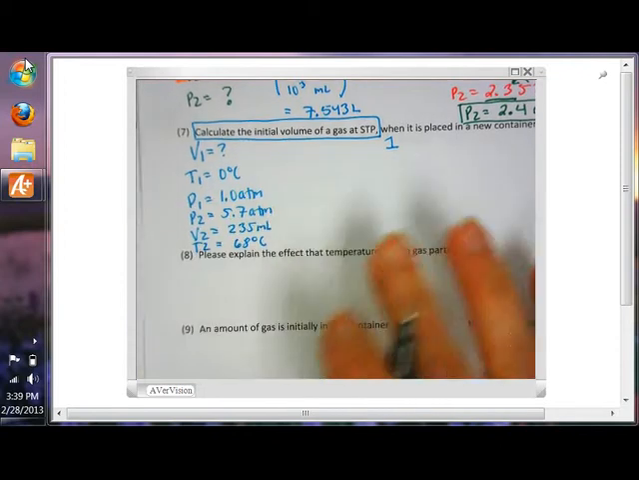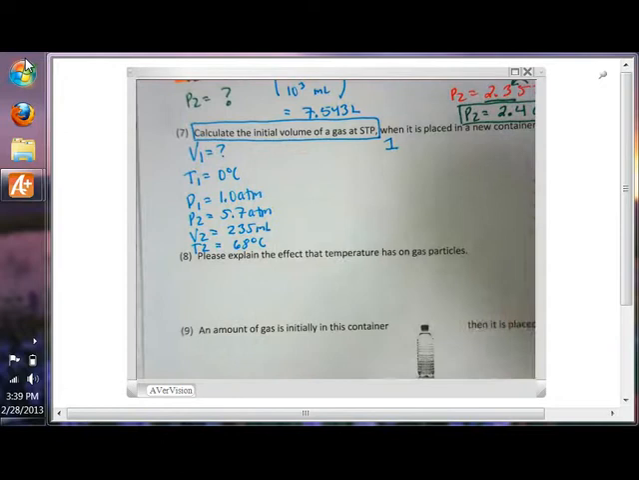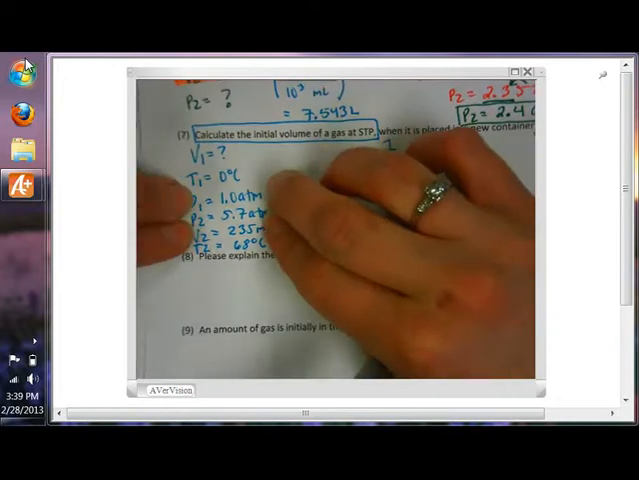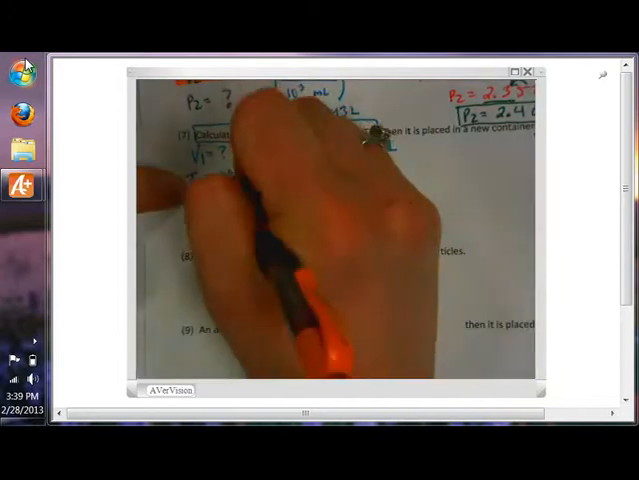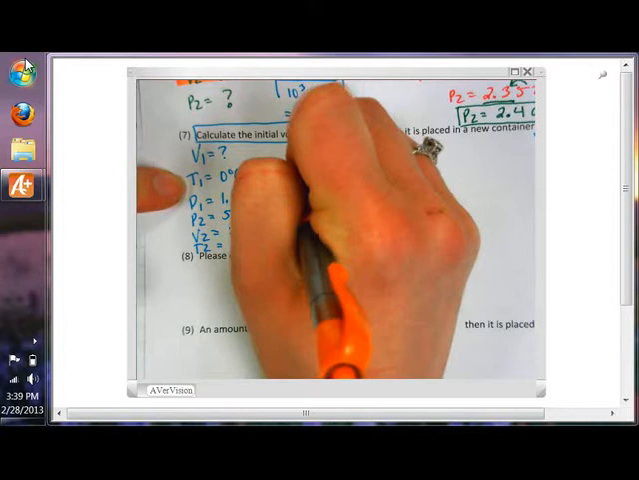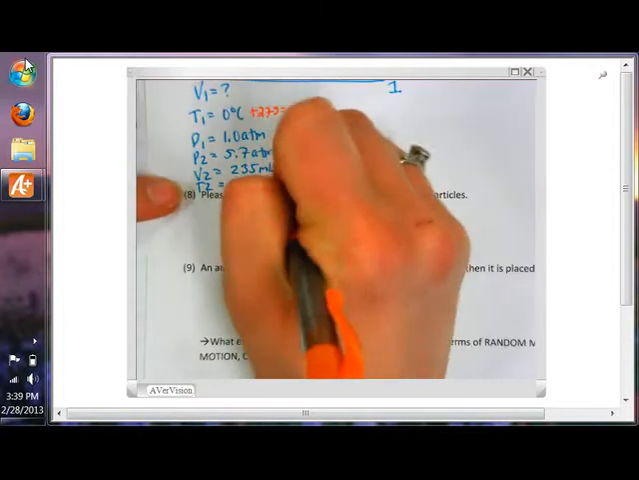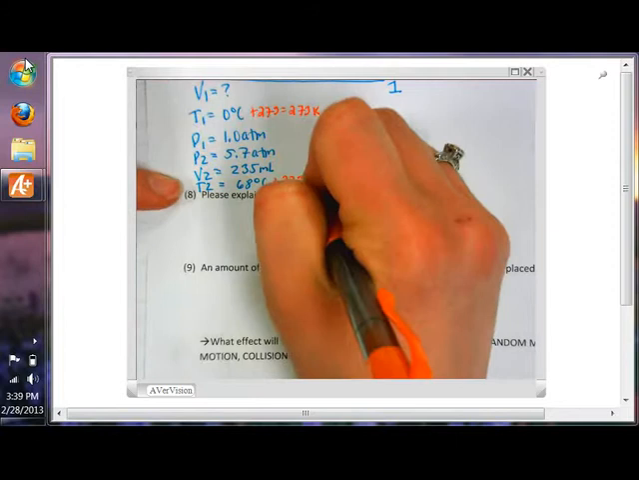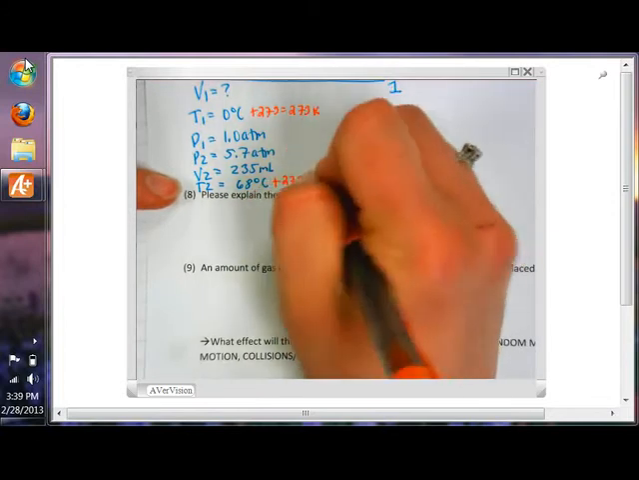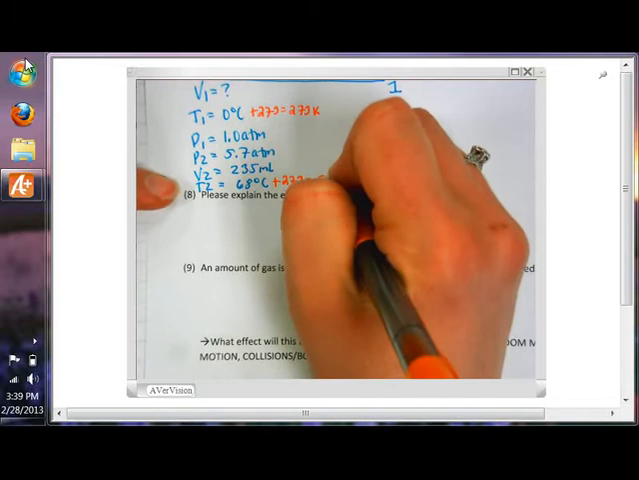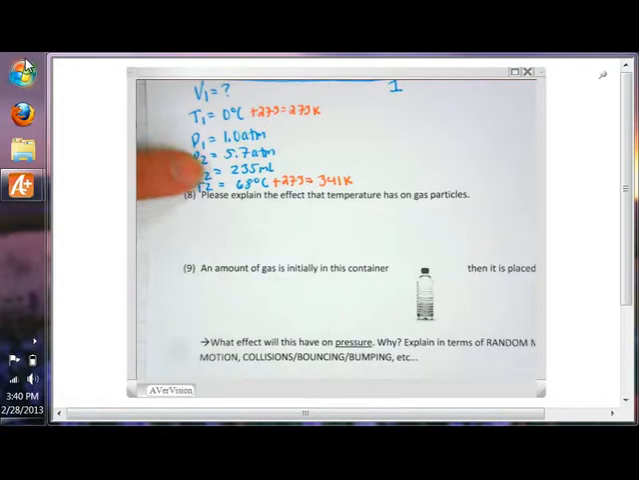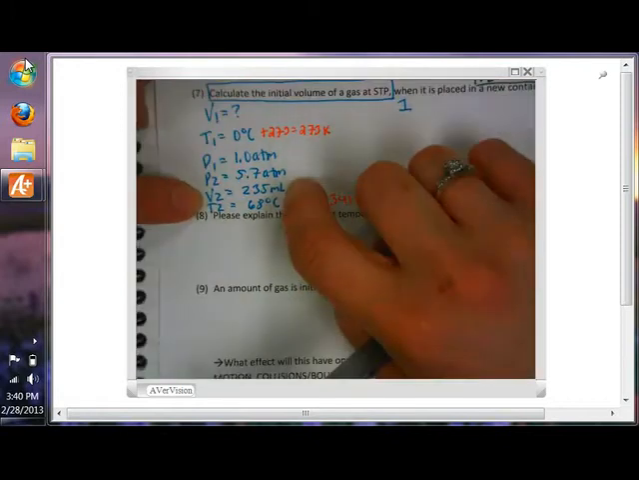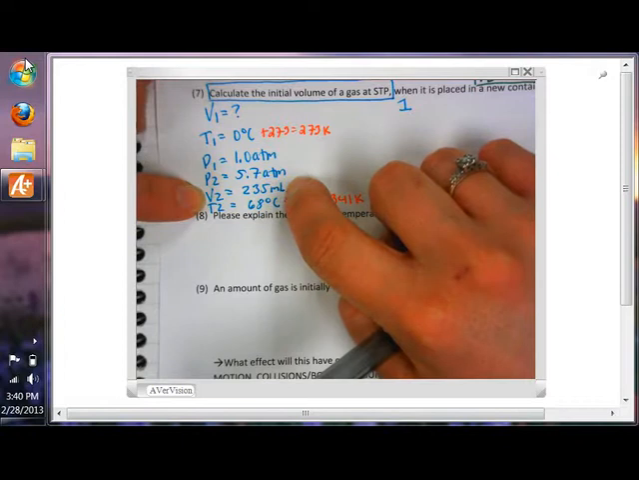So before I plug things in, I need to check my units. They're both in atmospheres. We're good. Temperature always has to be in Kelvin. So I'm going to add 273, and that gives me 273 Kelvin. I'm going to add 273 to this guy, and that gives me 341 Kelvin. So now that everything's good to go, notice I'm in milliliters. That's okay, because we're not using PV = nRT.